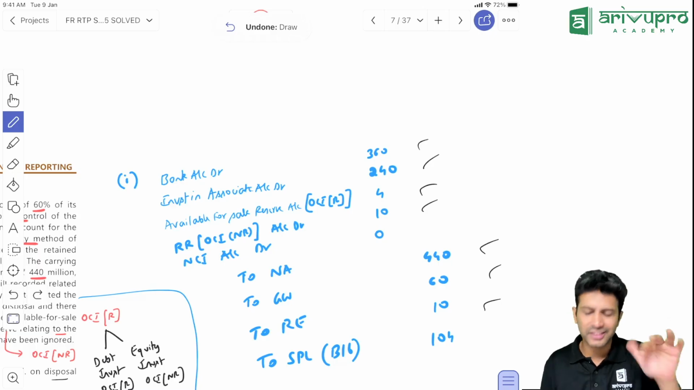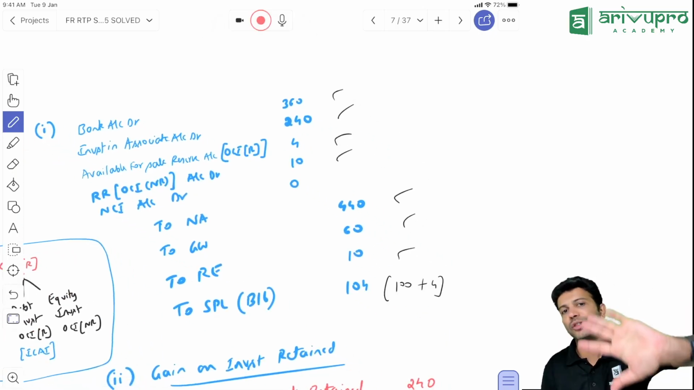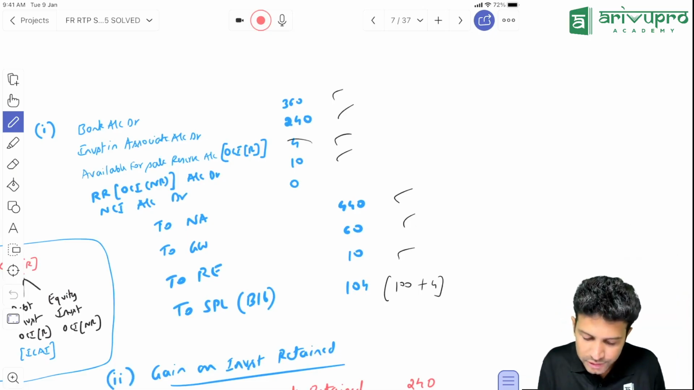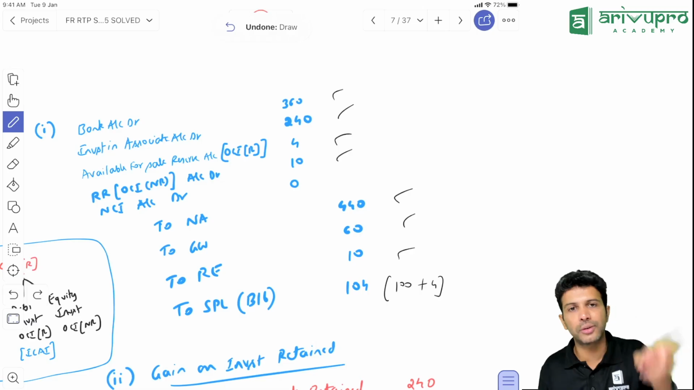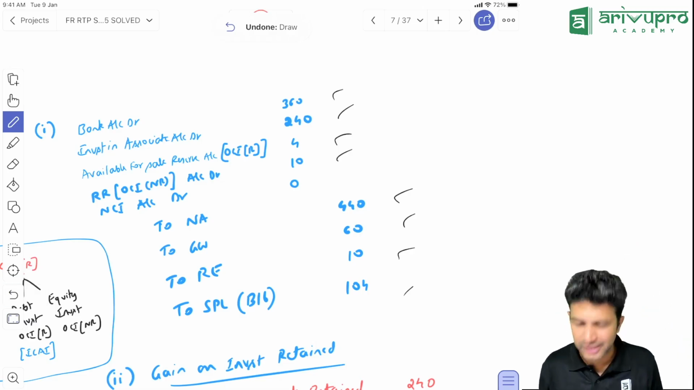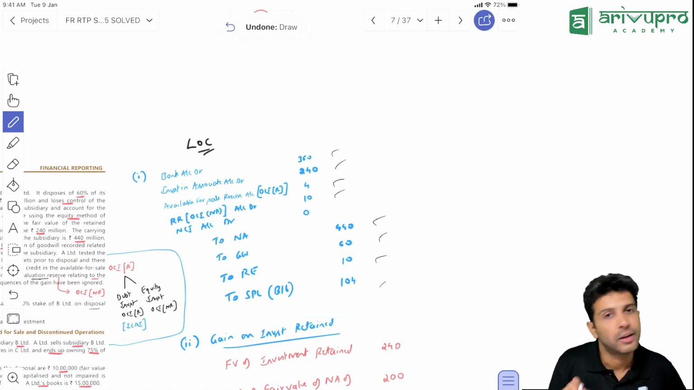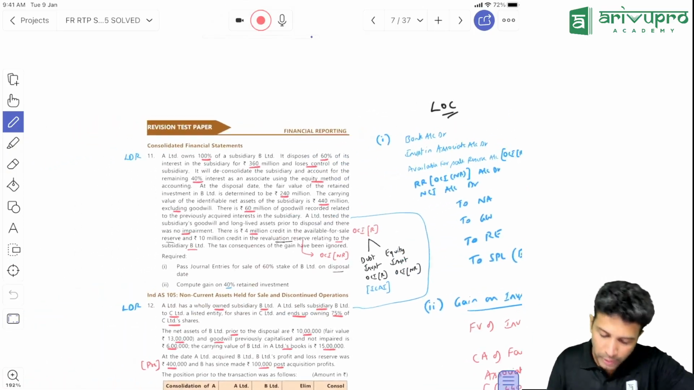Okay. So basically 100 is 100 plus 4. This 100 is due to loss of control. And this 4 is from the available for sale reserve transferred from OCI to SPL. So instead of calculating, I've just got it as a balancing figure. This is a journal entry for loss of control accounting. Correct. Alright, that is one part, the entry we have shown.